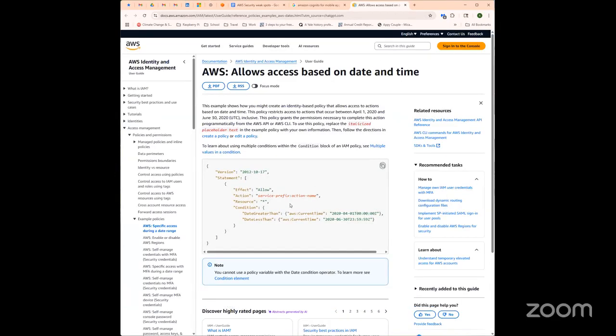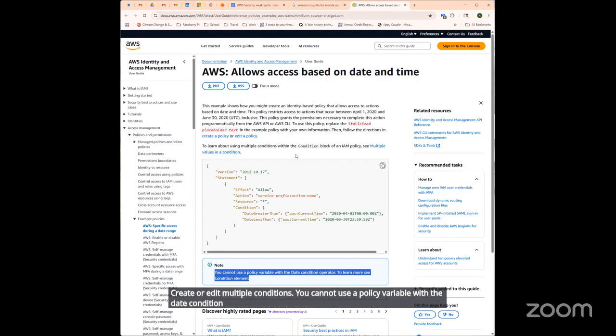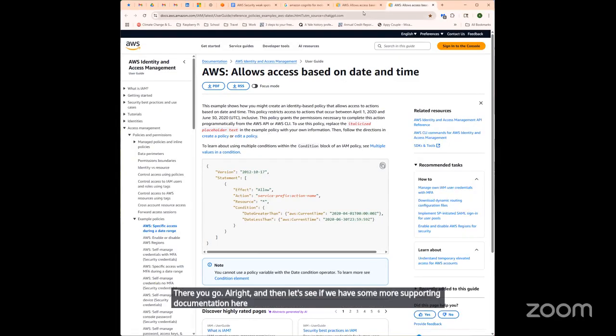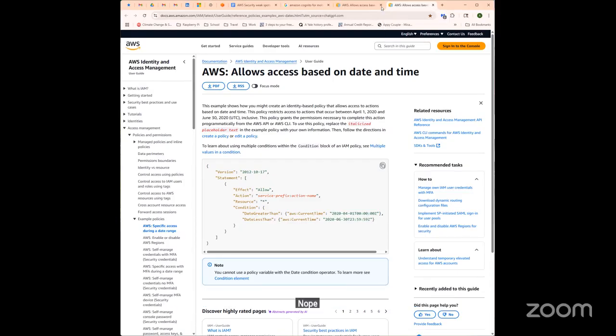And you'll see this supported here, right? Create or edit multiple conditions. You cannot use a policy variable with the date condition operator. There you go. All right, and then let's see if we have some more supporting documentation here. Nope, same thing. Okay, that's okay.